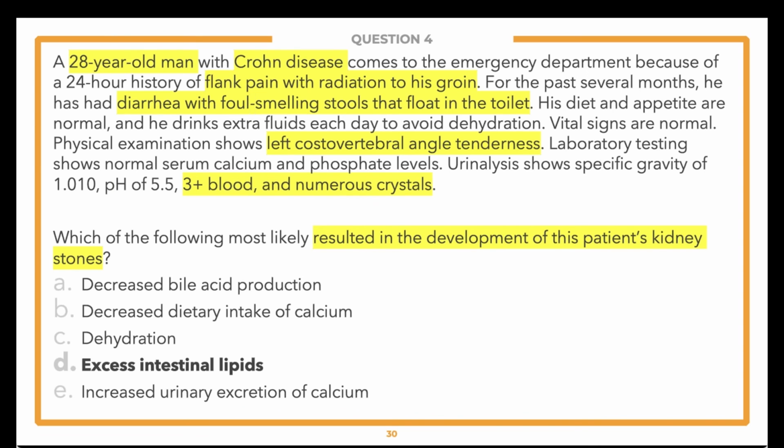And option E, increased urinary excretion of calcium. That caught everybody. Of course, if you excrete a lot of calcium in your urine, you can get stones. That's another cause. But Crohn's wouldn't cause that. What's going to cause that? Primary hyperparathyroidism, idiopathic hypercalciuria, lots of other reasons why you may secrete calcium into your urine. But in this situation, the Crohn's is leading to malabsorption of fat. Fat binds to calcium. Oxalate, therefore, is single, gets absorbed into the bloodstream, goes to the kidney, binds to calcium, forms the crystal. Very high yield.